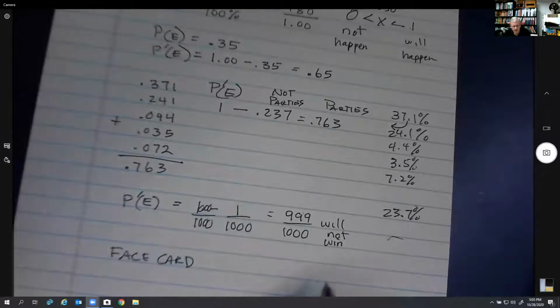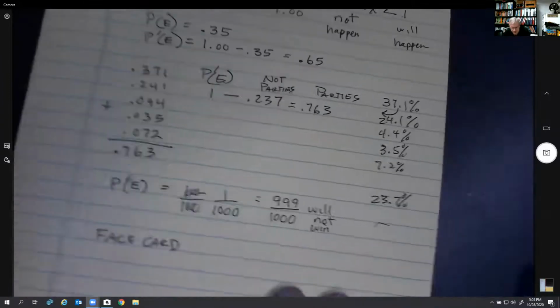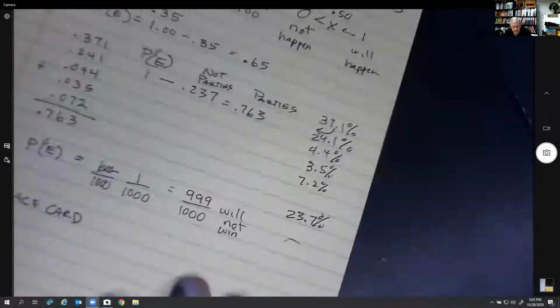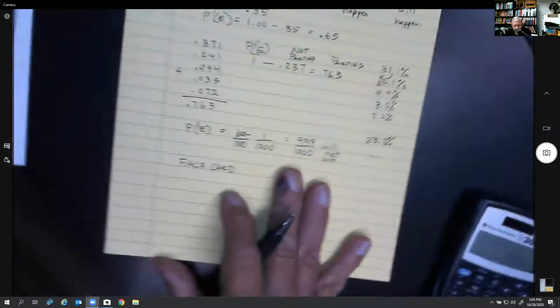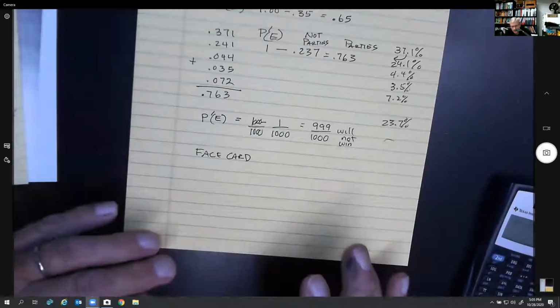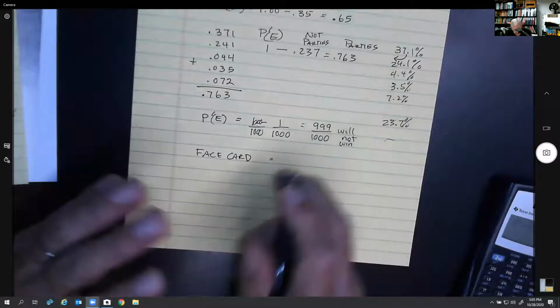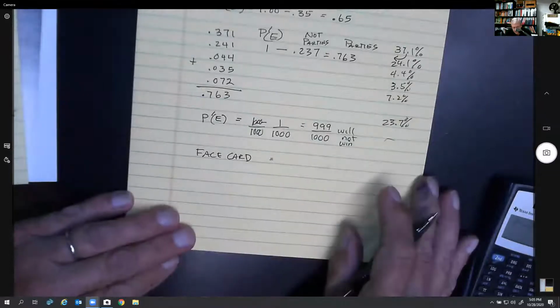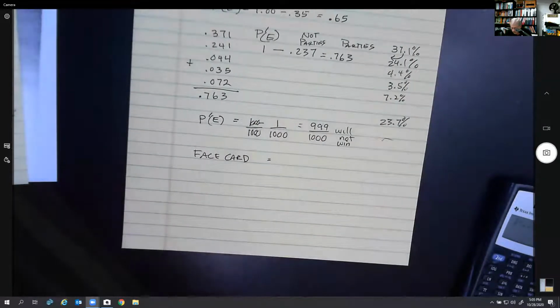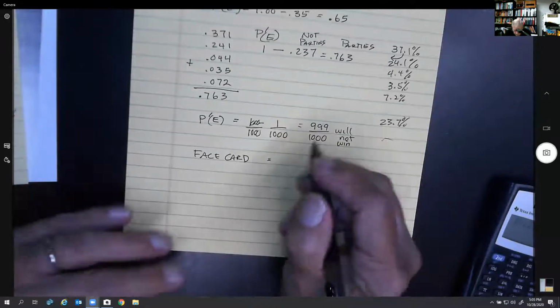Okay, so what kind of cards are face cards? This thing is not cooperating, or maybe it's just me. Let's turn it a little bit. Okay, face cards. Well, aces are not face cards. Face cards are cards that have pictures on them of a person.